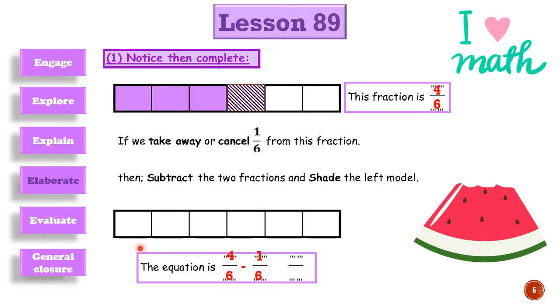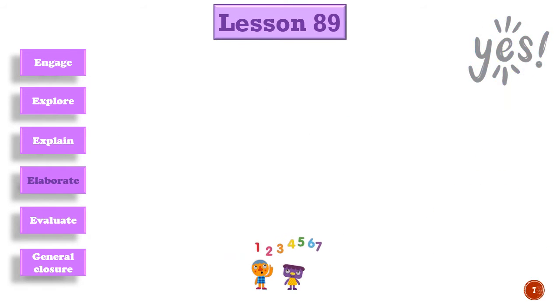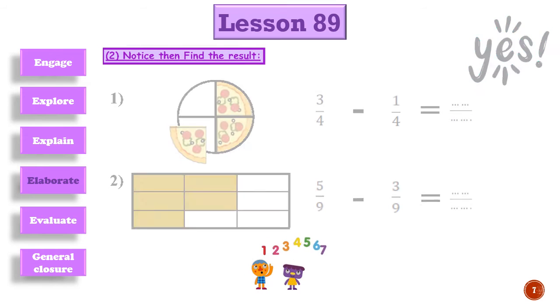Excellent. Then in our model, the left will be, yes, just 3 out of 6, like this. What did you notice here? Here we have, yes, common denominators, 6. Then put 6 in the result as it is, and just subtract the numerators. 4 minus 1 equals 3, as we did before in addition. Good job. Let's go now to this type of exercises.